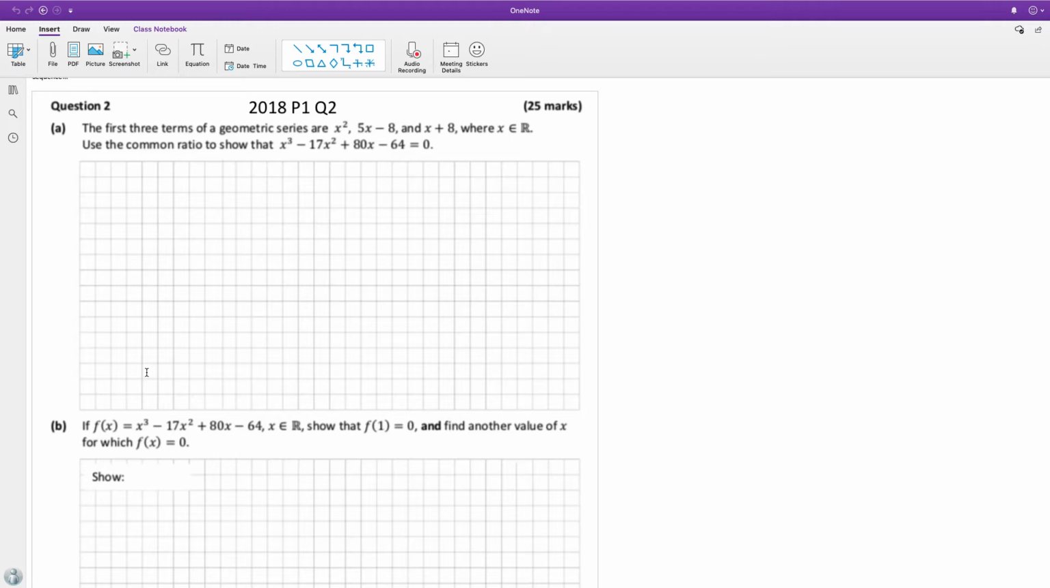So off we go, using T2 over T1 is equal to T3 over T2. Show me how you can get x cubed minus 17x squared plus 80x minus 64.